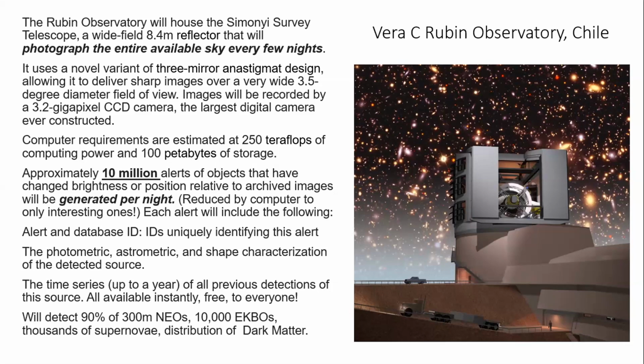And they expect it to detect 90% of all of the near-Earth objects which are 300 meters or larger, 10,000 Edgeworth-Kuiper belt objects, which are the ones out beyond the outer part of the solar system beyond Pluto, thousands of supernovae, and the distribution of dark matter. And that will be available free, instantly, in real time to everyone, because no one group of astronomers could attempt to analyze that all themselves.